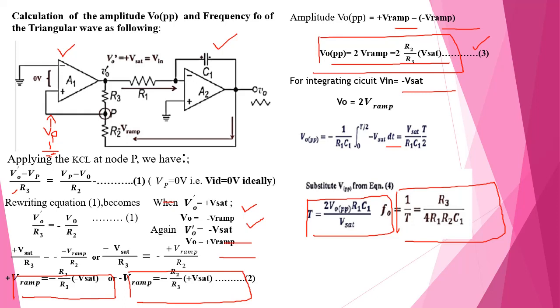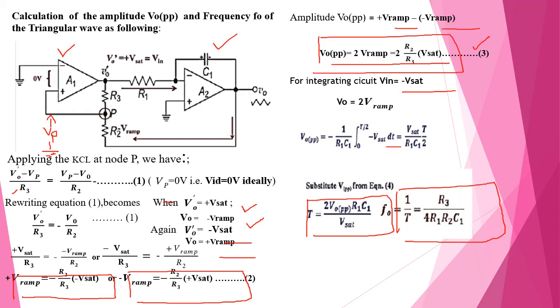For the integrating circuit, initially Vn is equal to minus. Therefore, the output of the integrator, V0 peak to peak, is equal to minus 1 divided by R1 C1 times the integration from 0 to total T divided by 2 of minus V sat dt. After integrating, we get V sat times total T divided by R1 into C1.